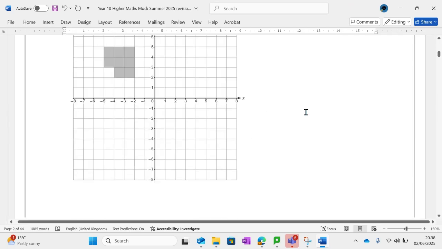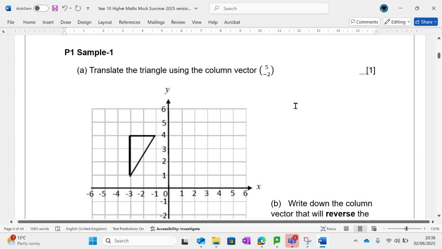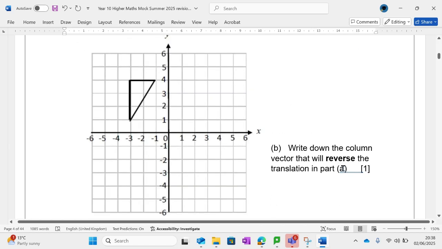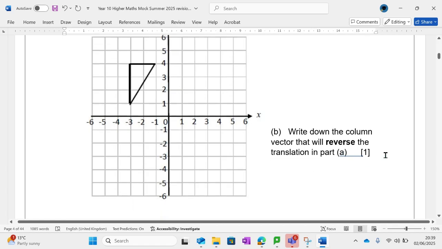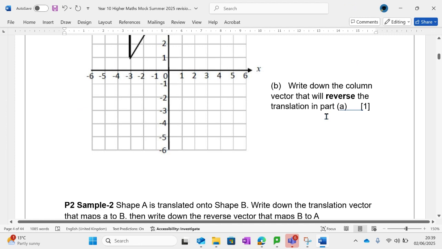They are all rotations. Then translations. Remember, 5 would be 5 to the right. -2 would be 2 down. So for every one there, move it 5. This is an interesting question. What is the vector that would reverse it, that would take it back? So what's the opposite of 5 to the right and 2 down? Well, it would be 5 to the left and 2 up. So you need to write that as a vector.